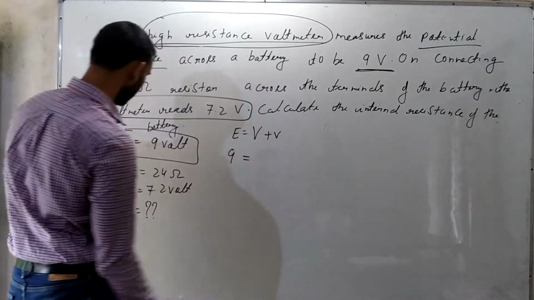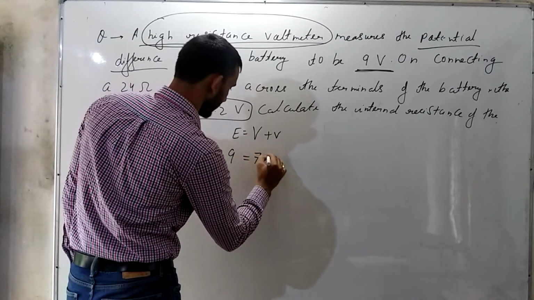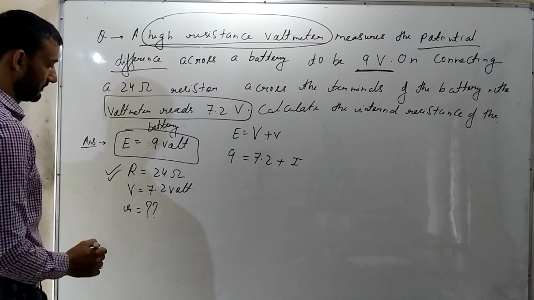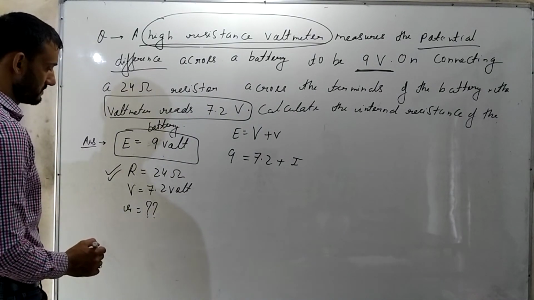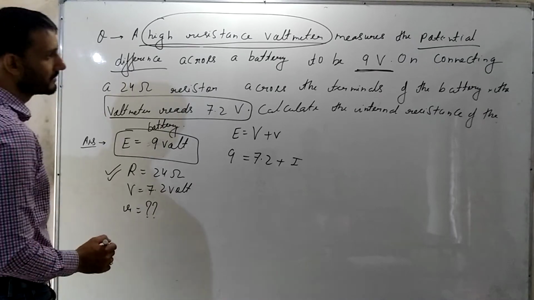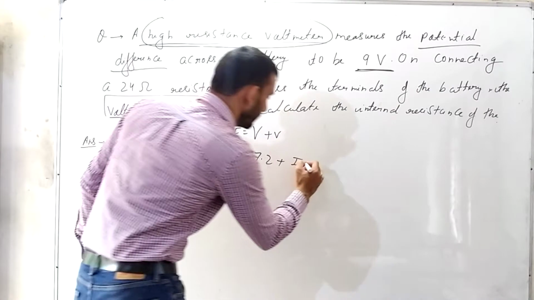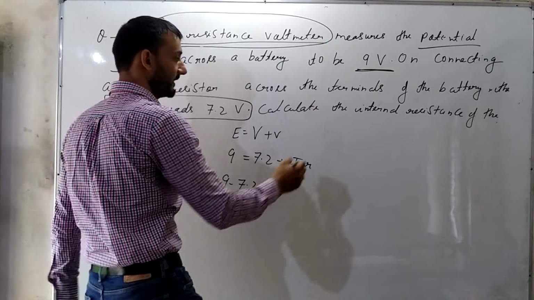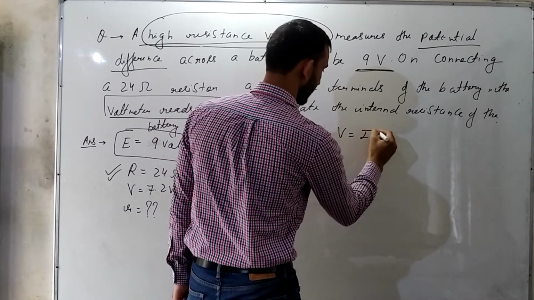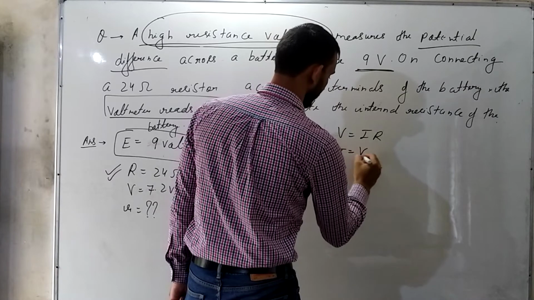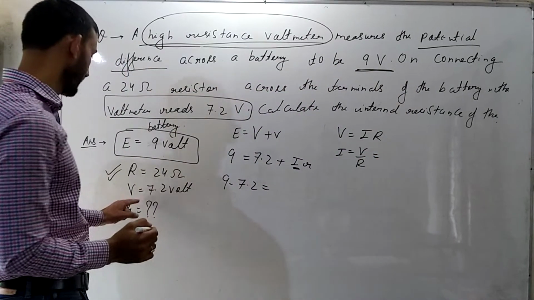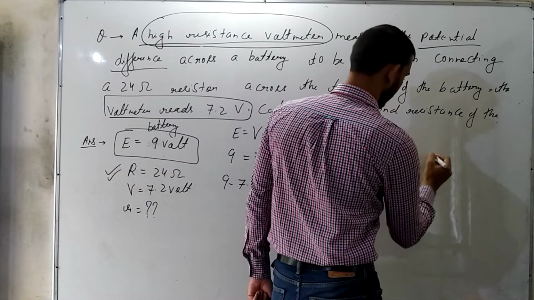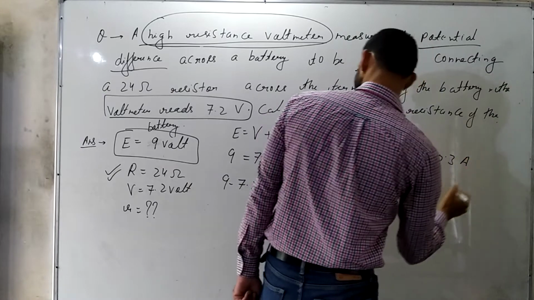This is 9. V is 7.2 plus I into r. So I into r. So 9 minus 7.2 is equals to I r. How do we calculate I? We know that V is equals to I R. So I is equals to V upon R. How much is V? 7.2. How much is R? 24. 7.2 upon 24. This will come 0.3 ampere.